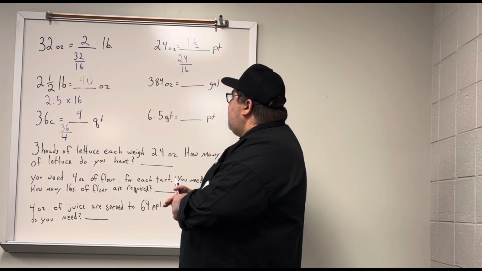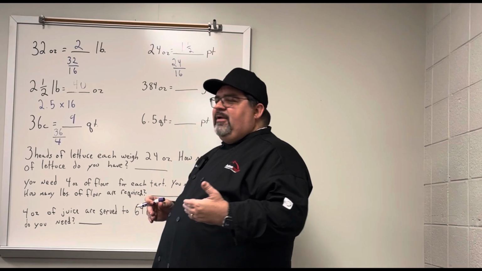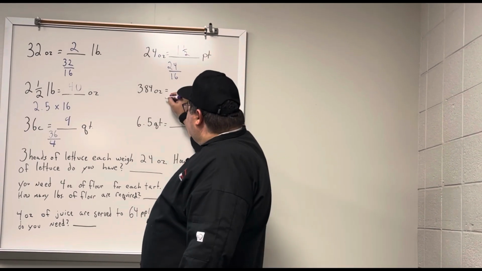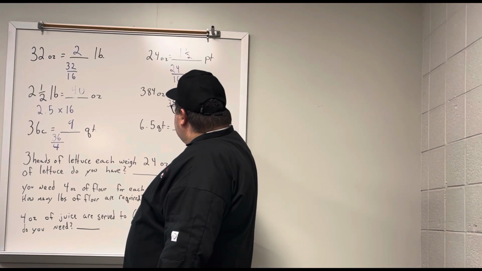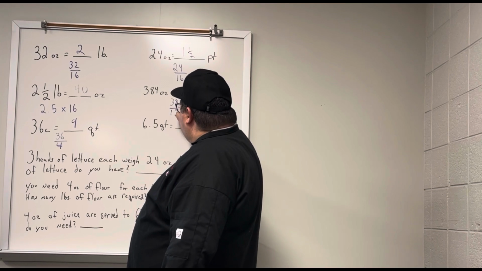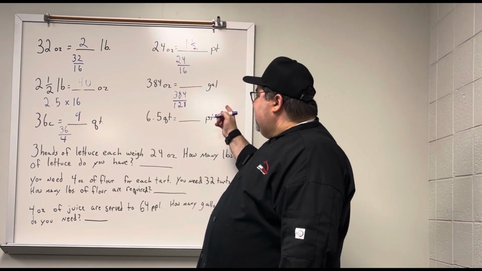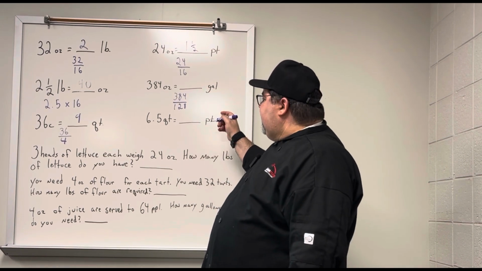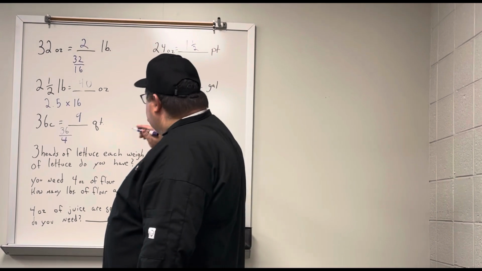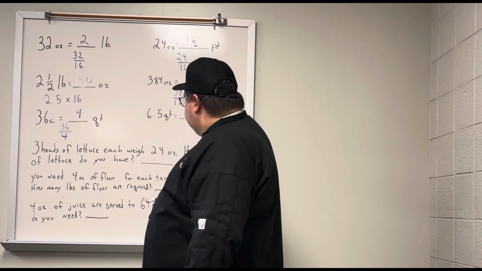So here's one. We have 384 ounces. How many gallons is that? So 384 ounces into gallons would be 384. We're going to divide by 128. There are 128 ounces in a gallon. So 384 divided by 128 is going to give us the answer of 3 gallons.